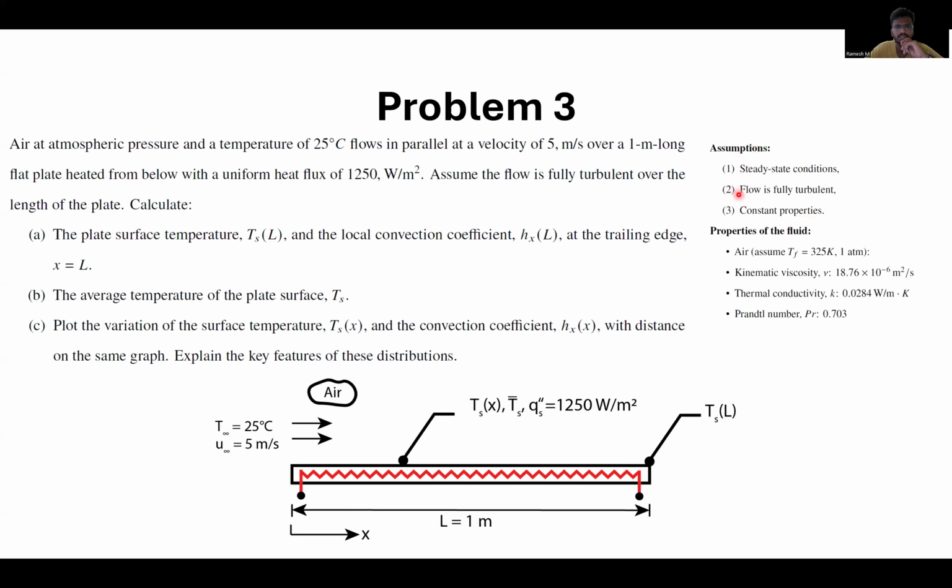So these are the assumptions for this problem. It is assumed to be steady state, and the flow is turbulent, and there are no property changes on the plate or the fluid. These are the properties taken from data books. The flow is given as air, so the mean temperature is assumed to be 325 Kelvin, and kinematic viscosity, thermal conductivity and Prandtl number are taken from the data book for that temperature.